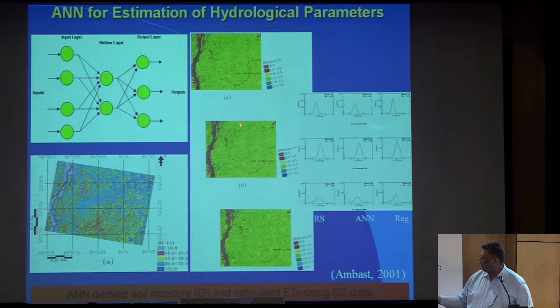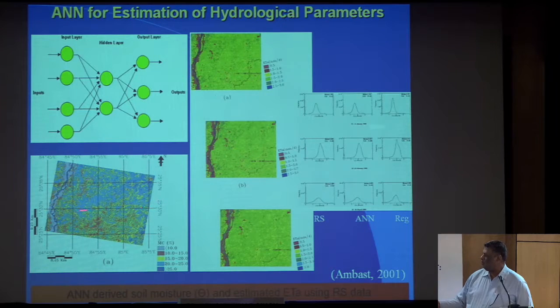RECEP based ETA, actual evapotranspiration, then artificial neural network based ETA and the regression based ETA, you can see here the histogram, and you will find that the remote sensing based and artificial neural network is having the same frequency analysis compared to the regression methods.